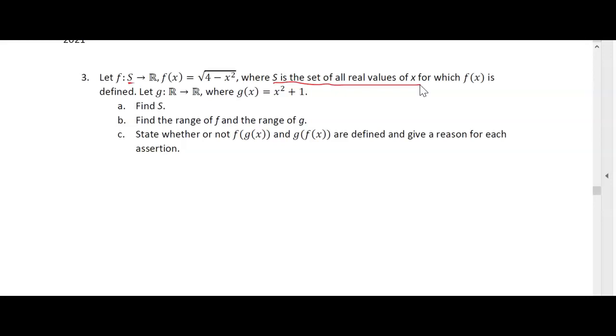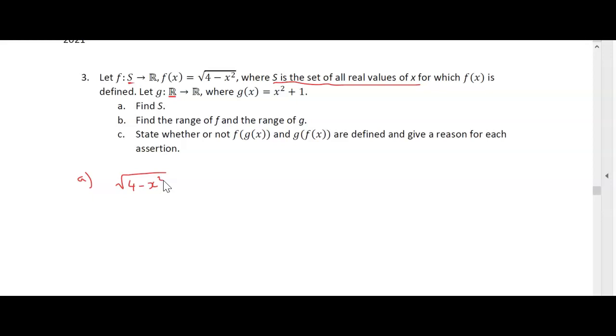And then we've got f of x is equal to the square root of 4 minus x squared. And then we've got g, so our domain is any real value, and then we've got the function for g of x. All right, so find S. So for S, it's the implied domain. So we've got the square root of 4 minus x squared. So we do know that we can't take the square root of a negative number and get a real value.